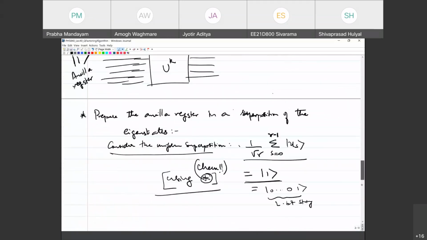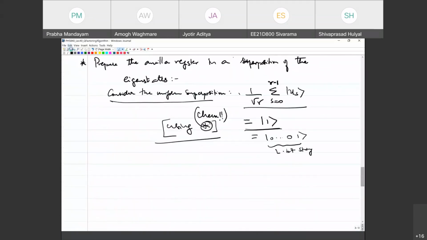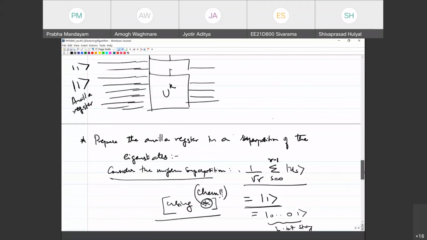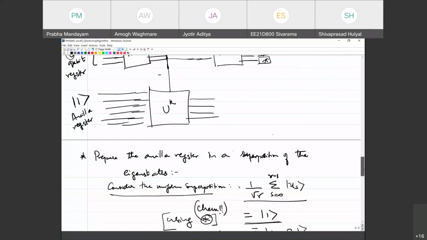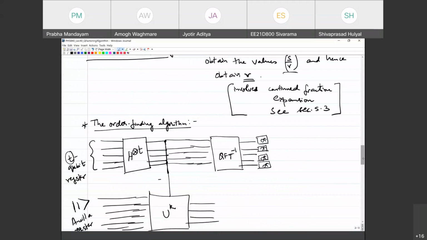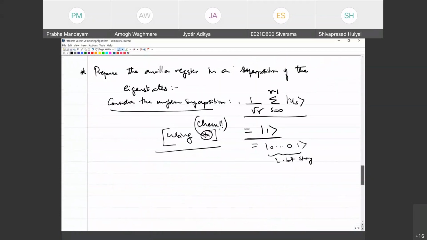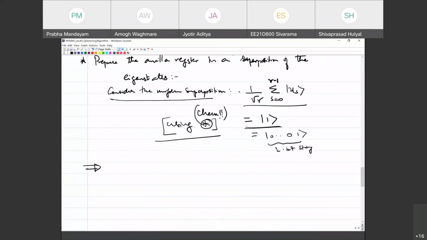Is there anything else that I wanted to say about order finding? So yeah, this is the algorithm. This is the circuit. It turns out that this entire... so what is the kind of resources required?